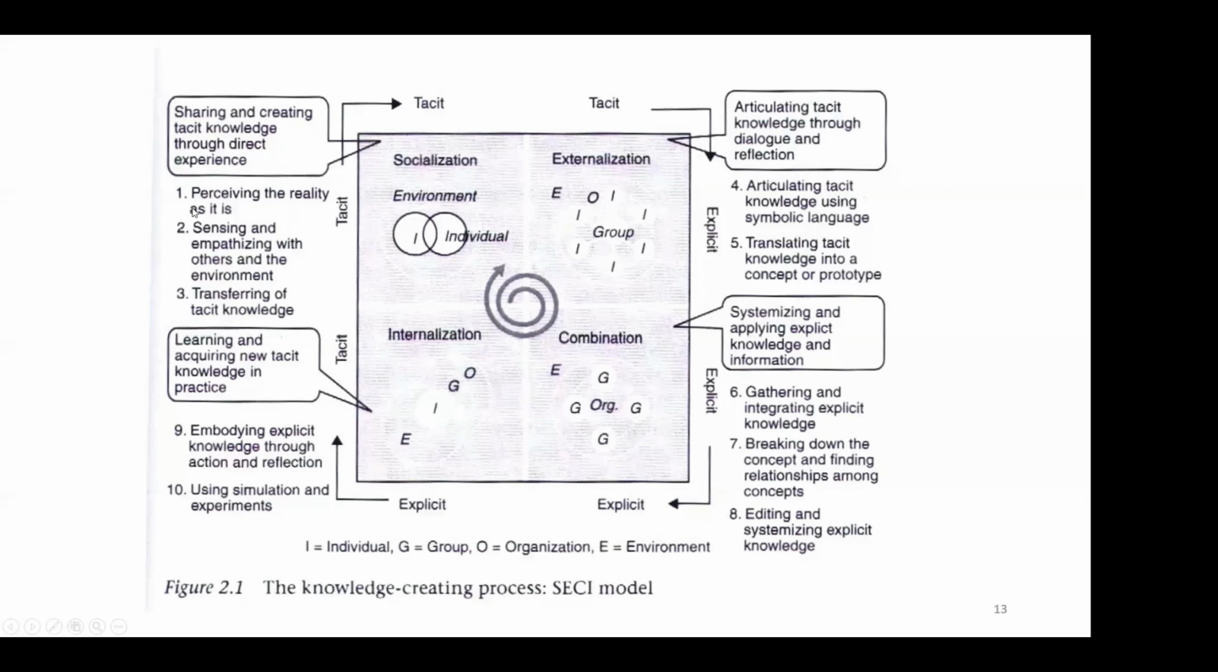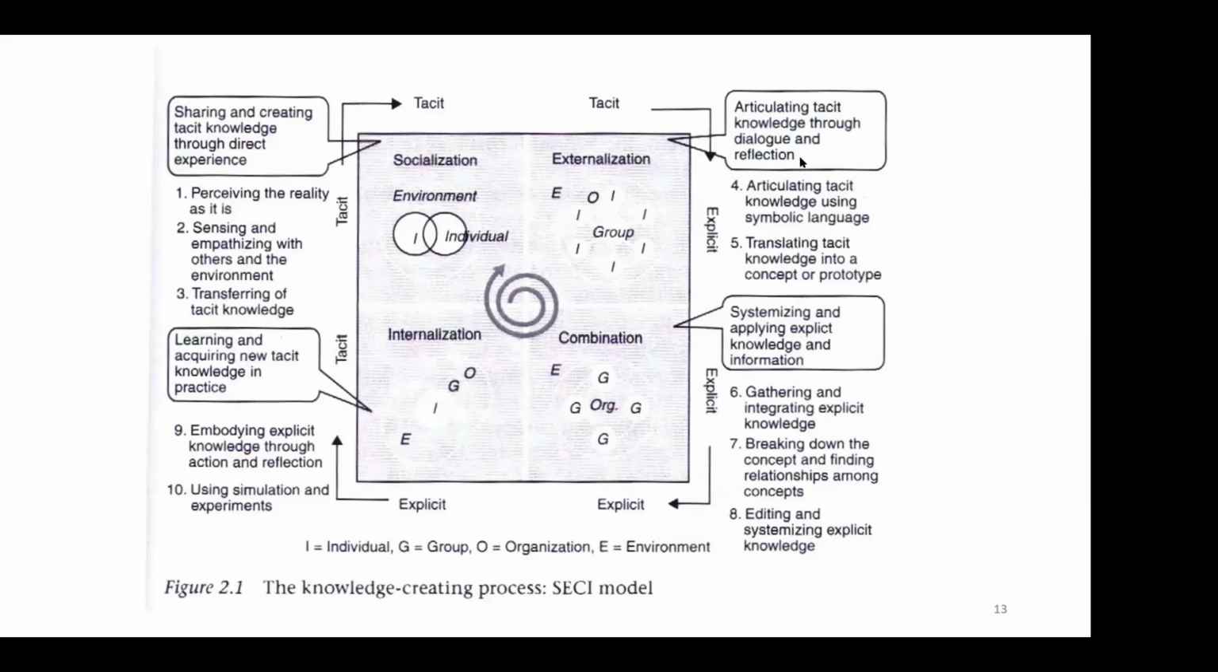So the first one, if we look from the tacit knowledge, is you perceiving the reality as it is. So this is you doing the human form just now, when I gave you certain details. And then sensing and empathizing with others and the environment, and then the transfer of tacit knowledge. So you have done your parts, now you move to your group breakout activity. Now you start to share the story about what you did, okay? Number 4, articulating tacit knowledge through dialogue and reflection.